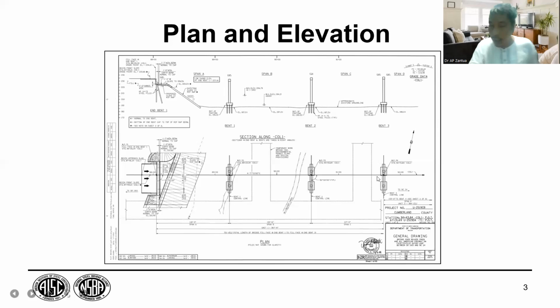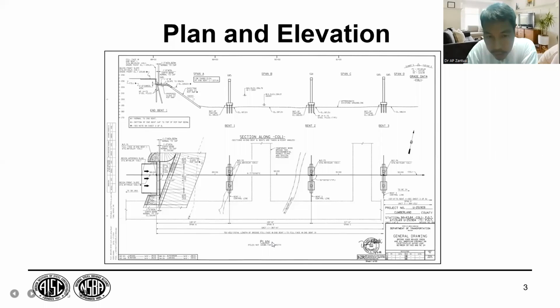So we'll just familiarize ourselves. We don't need to understand each and every word here. Low chord, that is a truss component on the lower portion of the superstructure. Then section along column 1, so cross section. We have here riprap. Riprap is the end of the bridge.